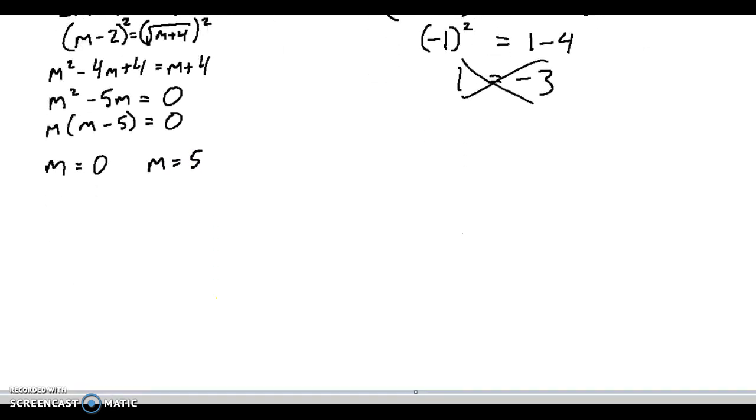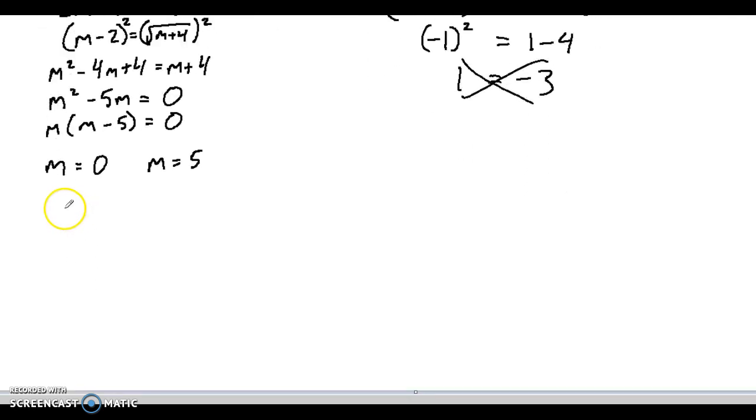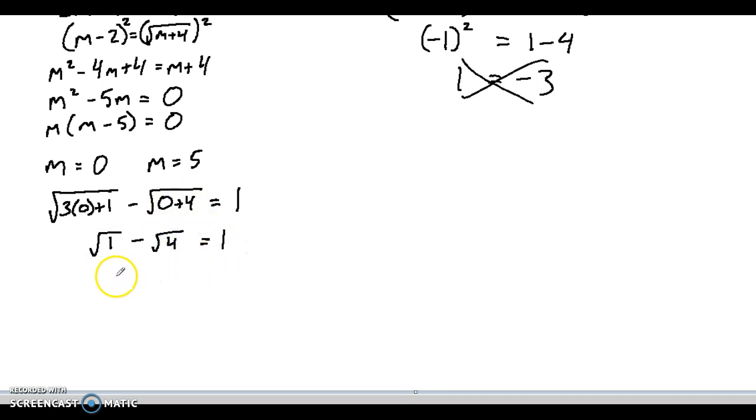Let's test them. Oh, what was my original? We'll plug a 0 in. So the original was the square root of 3 times 0 plus 1 minus the square root of 0 plus 4 is equal to 1. Well, 3 times 0 is 0 plus 1 is 1, so that's the square root of 1. 0 plus 4 is 4, that's the square root of 4. And we get 1 minus 2 equals 1. Sorry, I forgot my question marks. That is not true, so 0 doesn't work.